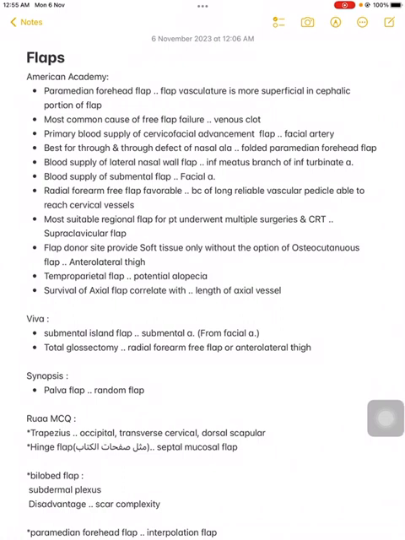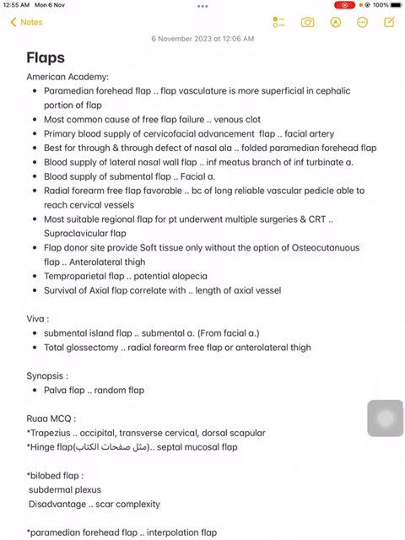What is the blood supply of lateral nasal wall flap? The inferior meatal branch of inferior turbinate artery. What is the blood supply of submental flap? Also facial artery. Till now we have two flaps supplied by facial arteries, cervical facial advancement flap and submental flap. The radial forearm free flap is favorable. Why is it favorable? Because of long variable vascular pedicle able to reach the cervical vessels.